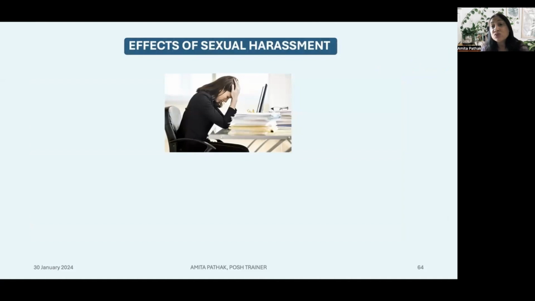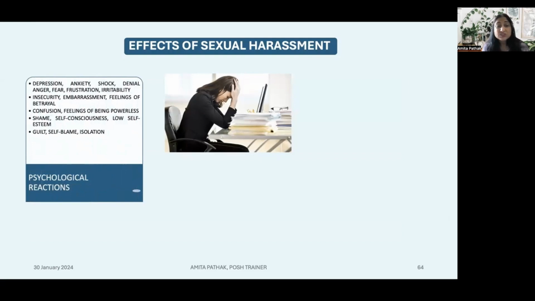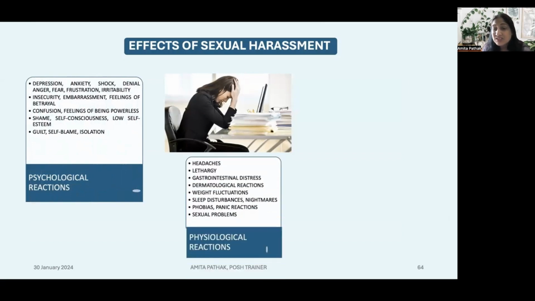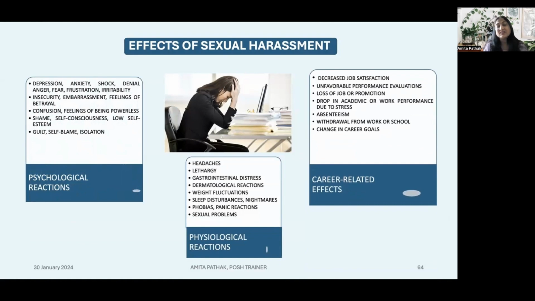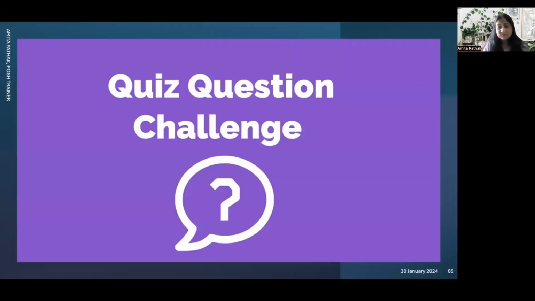What are the effects of sexual harassment? Dear friends, sexual harassment is a subjective matter. The other person can't understand the pain the woman is feeling, or what type of effects she is having. So psychological reactions are there, physiological reactions are there, career-related effects are there. There is depression, anxiety, guilt, self-blame, health issues, career issues. So these are the effects of sexual harassment. So let us understand and move ahead with a quiz.